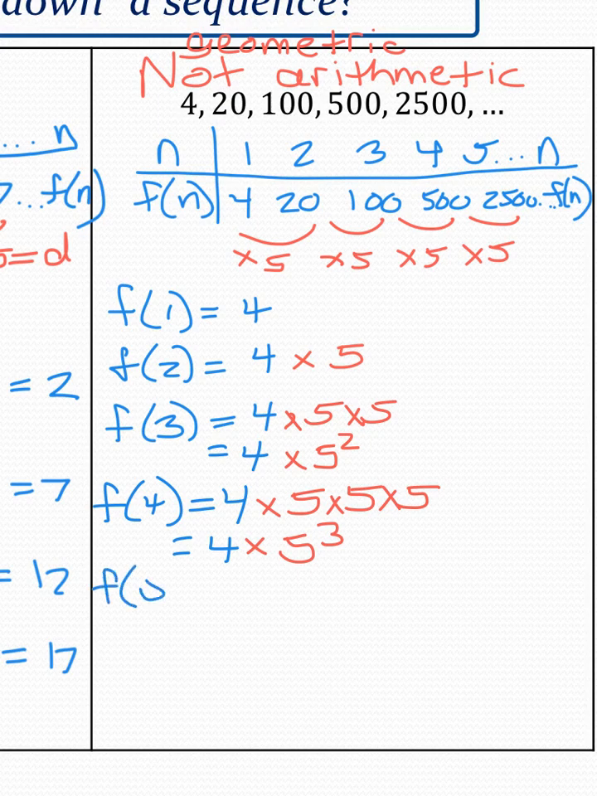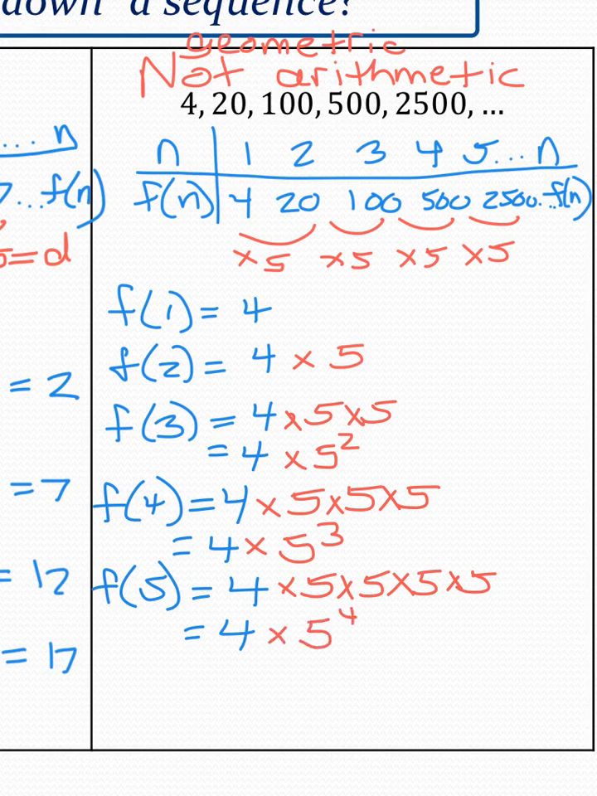F of 5 equals 4. This time I have 5 times 5 times 5 times 5. I've got 4 of these. And I'm going to write that as 4 times 5 to the 4th power, etc. So that's an output of 4, an output of 20, an output of 100, an output of 500, and an output of 2500. All right, so this pattern doesn't have repeated addition like the arithmetic sequence does, but we can still write a formula here.